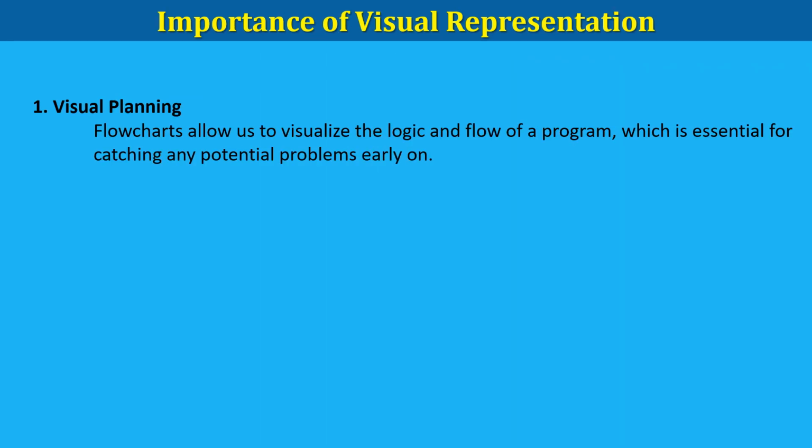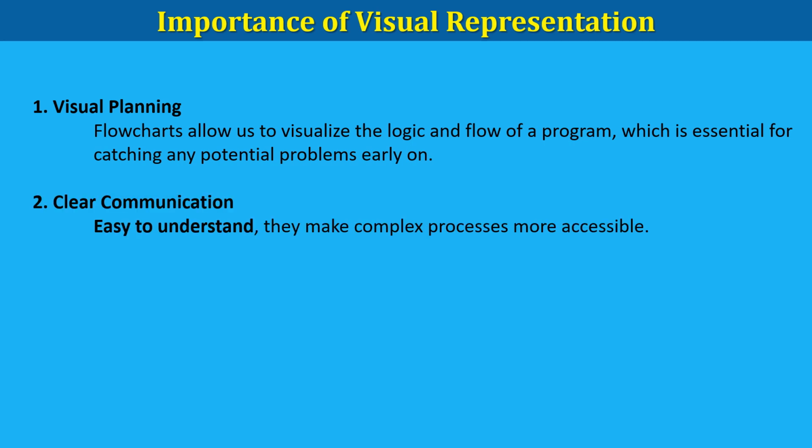Flowcharts allow us to visualize the logic and flow of a program, which is essential for catching any potential problems early on. By planning ahead, we can avoid common mistakes, making the coding process much smoother. For example, imagine baking a cake. If you forget to add sugar, the cake would not turn out right. In the same way, missing steps in a program can break it. Flowcharts help us plan out every necessary step before we even start coding, ensuring we don't forget anything. Visual planning helps break down complex tasks into smaller manageable pieces.